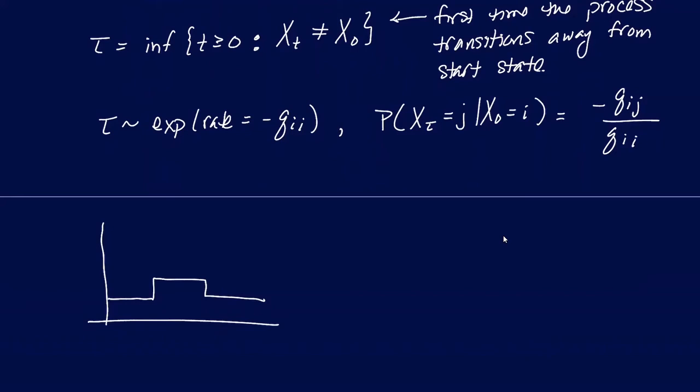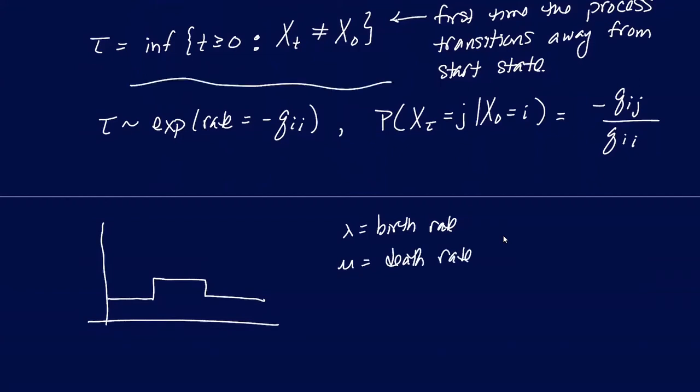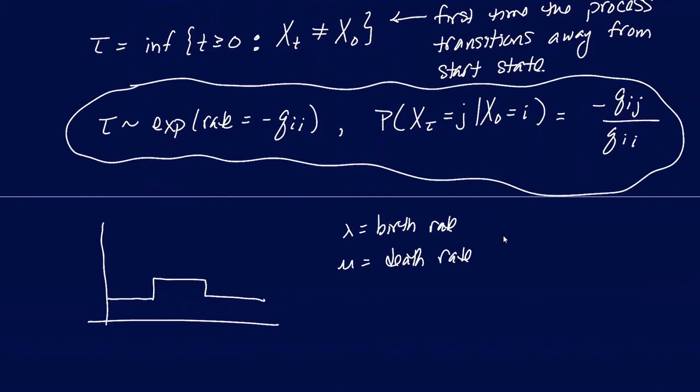So if you have lambda as a birth rate and mu as a death rate, I'm just trying to give an example to make this notation seem a little more comfortable. I'm just going to assume that we are not at state 0, because things are a little bit different down there, since you can't die from 0.